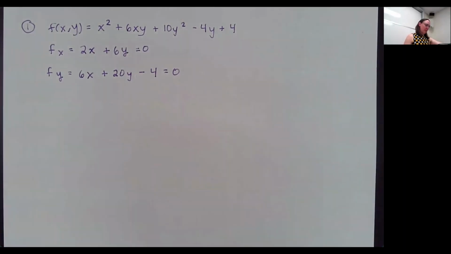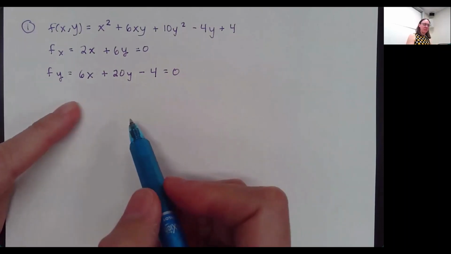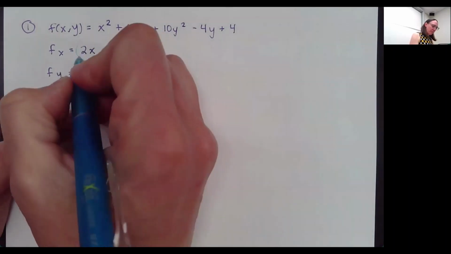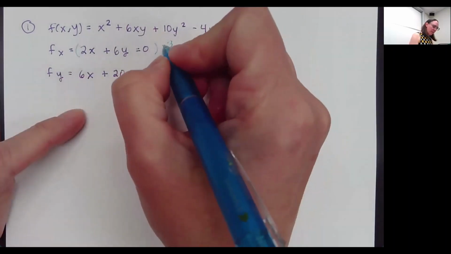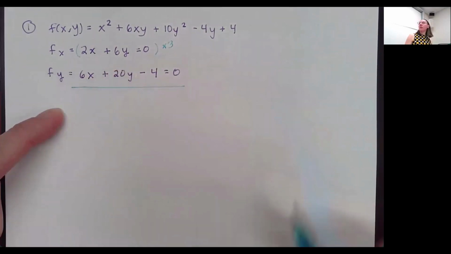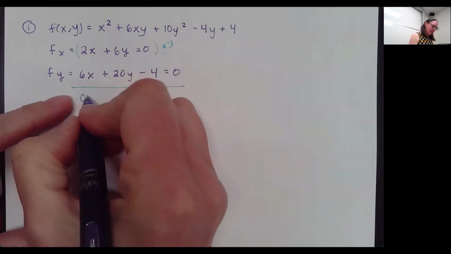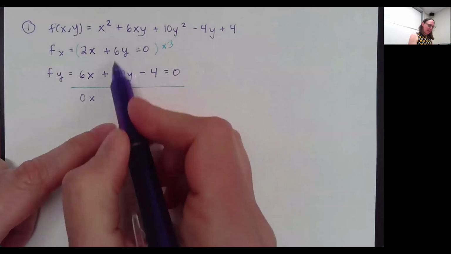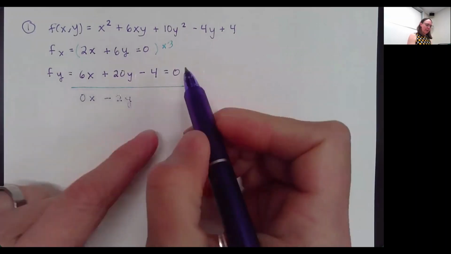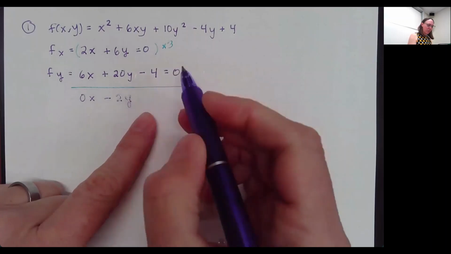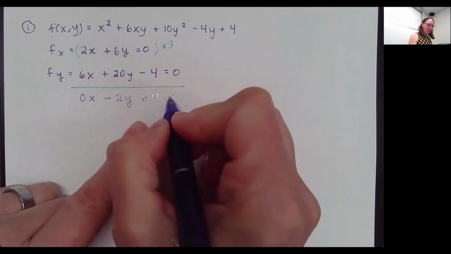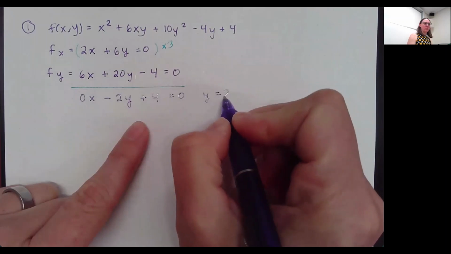I'm going to choose to multiply the first equation by 3 and subtract the second equation from it. Not the only option, but using our elimination skills from 19b, I think I'm going to get 0x, 18 minus 20 would be negative 2y, 0 minus negative 4 would make that plus 4, and I'm getting that y is equal to 2.